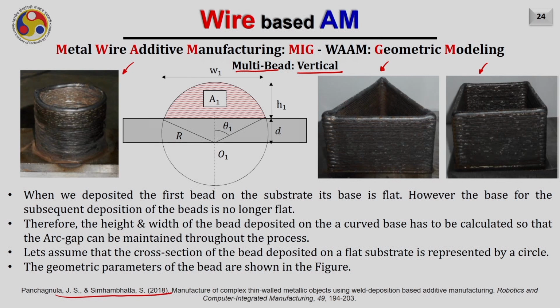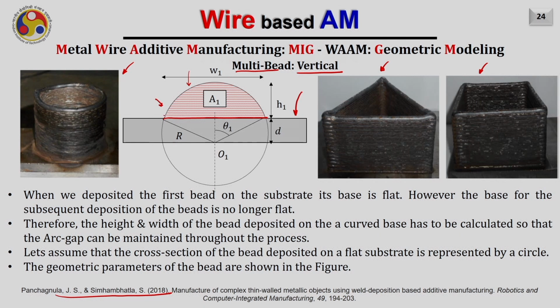So theoretically, when a droplet falls onto a substrate which is flat in nature, the bead looks something like this. However, when we keep on depositing the beads on the top, the base surface is no longer flat. For the first bead, it is a flat base, but for the subsequent beads, the base will not be flat. It will be a curved surface. And therefore, the height and width of the bead deposited on the curved base has to be calculated so that the R gap can be maintained throughout the process.